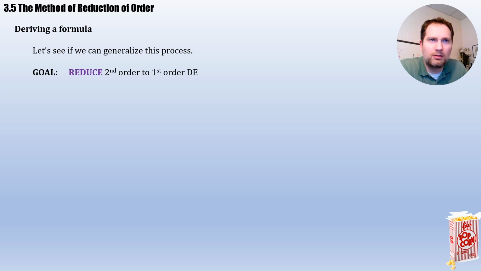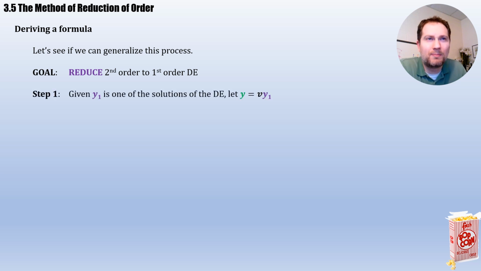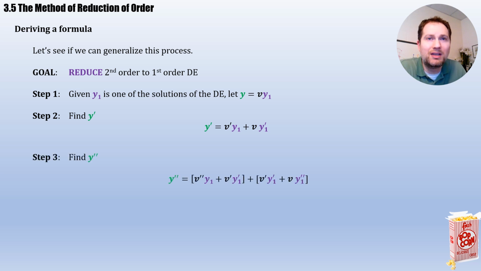So the goal, we've already said, is to reduce a second order to a first order differential equation, and we're going to start by letting y equals v times y1, which we suppose is a solution that's been given to us. We're going to find y prime, very similar to what we did before. Y prime is v prime times y1 plus v times y1 prime, which is just the product rule, and y double prime.